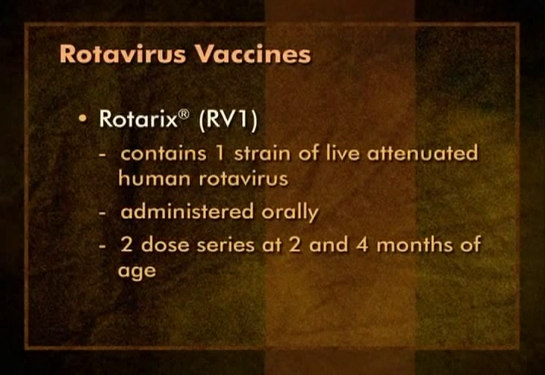The second rotavirus vaccine is Rotarix, which we will abbreviate as RV1, manufactured by GlaxoSmithKline. RV1 was licensed by the FDA in April 2008. RV1 contains 1 strain of live attenuated human rotavirus. RV1 is administered orally in a 2-dose series at 2 and 4 months of age.